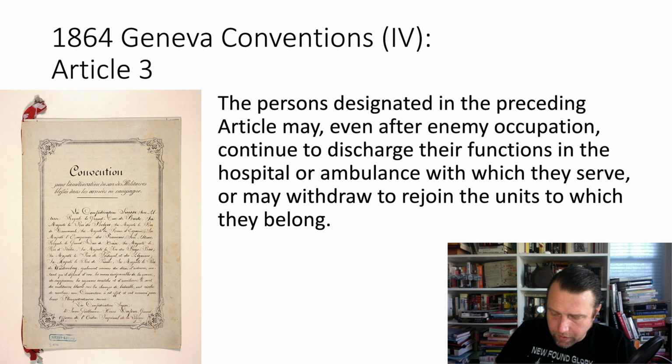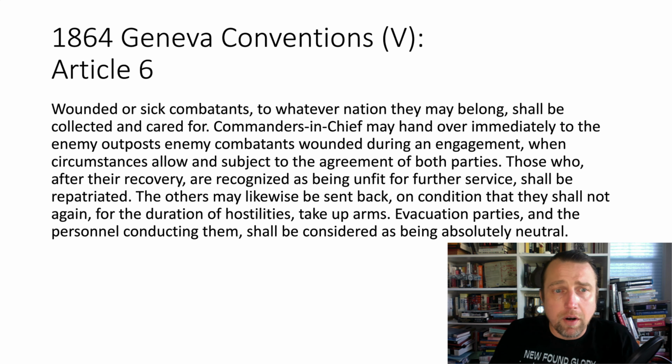And Article 3. "The persons designated in the preceding article," meaning Article 2, "even after enemy occupation, continue to discharge their functions in the hospital or ambulance with which they serve, or may withdraw to rejoin the units to which they belong." Which is to say, even if their side has lost the battle, medics must be able to continue to treat their soldiers unmolested. And so together, Articles 1 through 3 create a special protected class of person on the battlefield, the neutral medical worker. I would argue that Article 6, though, is the most important one in the document.